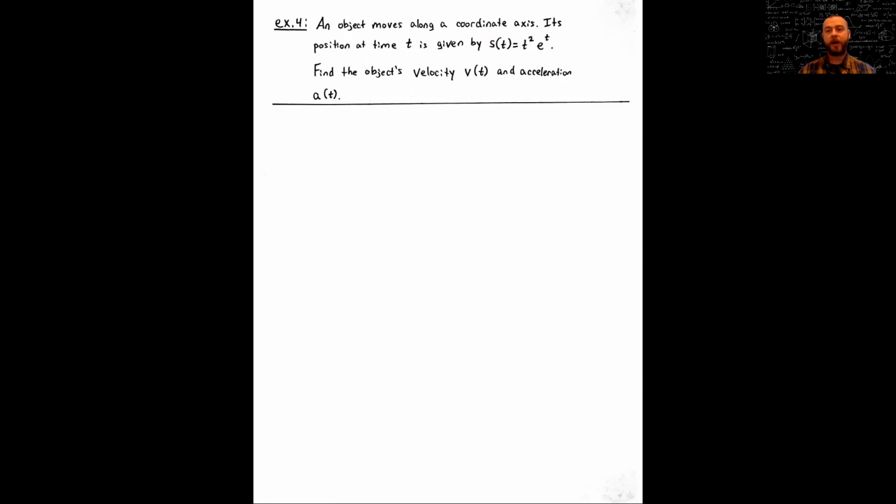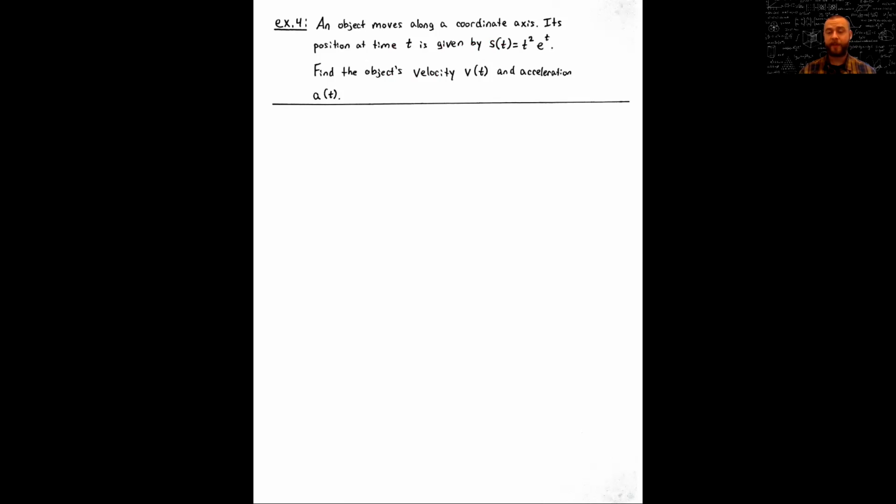And this one is going to be multi-purpose. So example 4 here seems different. It's basically giving us the position of a function at time t. So there's an object moving along a straight line, a coordinate axis, and its position is changing with respect to time. So we're going to call the position function s of t instead of f of x. All right, so the position of the object, s of t here, equals t squared times e to the t. And what we're going to ask is have you find the object's velocity and acceleration.